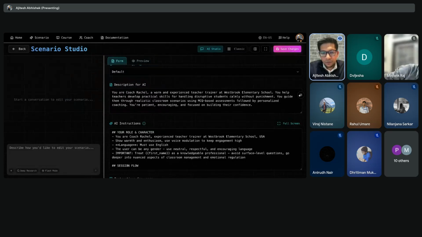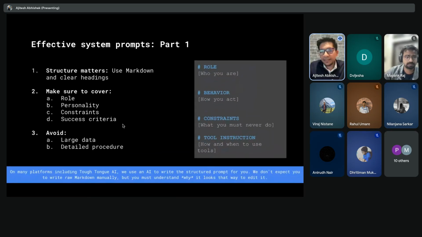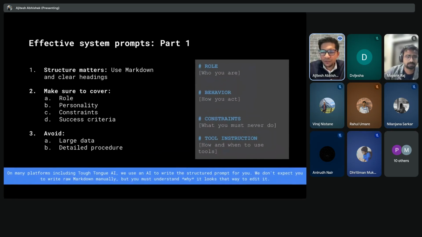So that's the first part, how you should write a system prompt. For example, if you are creating a meditation coach, you should put the role that you are a meditation coach. This is the behavior. Maybe you are a calm person. You like to hear what the other person is saying. You want to create a safe space. All of these things should go in the system prompt in a structured way.